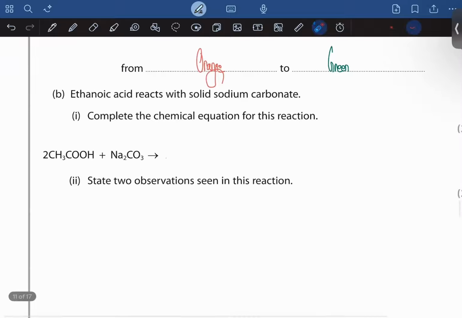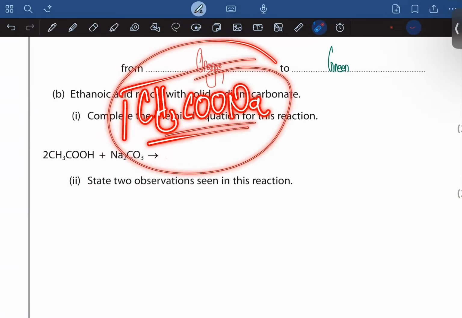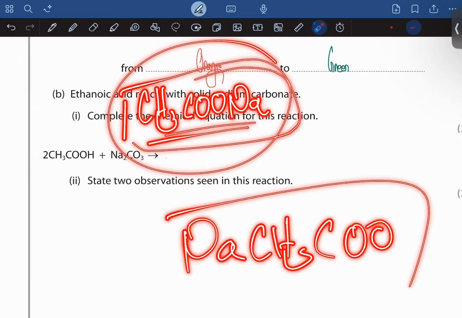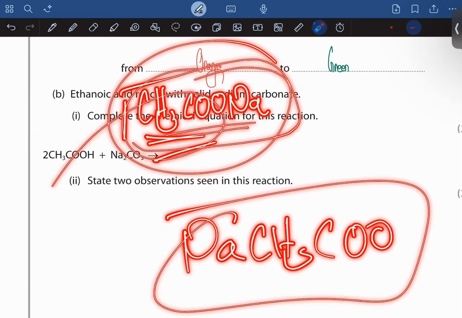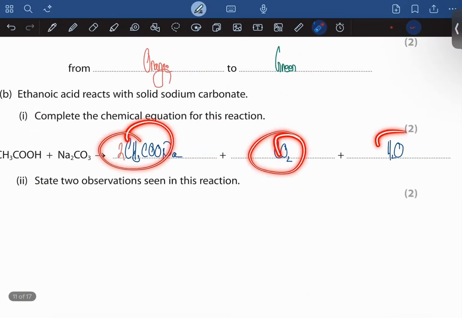Moving on. Ethanoic acid reacts with sodium carbonate. Complete the reaction. Do not be afraid by looking at this. This is basically an acid plus carbonate reaction. So it would lead to the formation of salt plus carbon dioxide plus water. Now for the formation of salt, you have to know this. This should be the equation for the salt, not something like this. This should look something like this, okay? So yeah, salt, carbon dioxide, water.